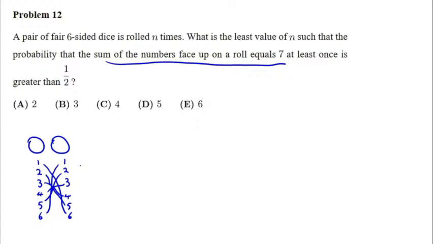Okay, the probability that the sum is 7: we have 6 cases, 1 and 6, 2 and 5, up to 6 and 1, which will be 6 over 6 times 6, which will be 1 over 6.